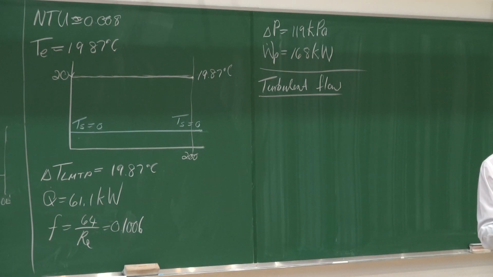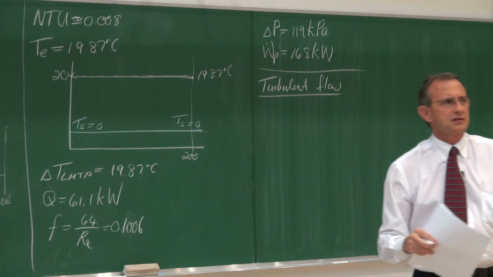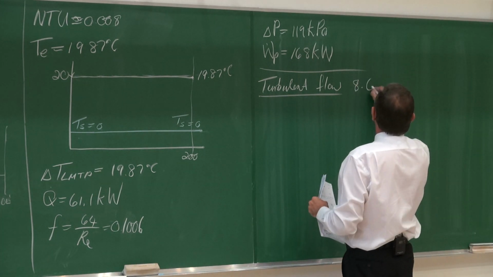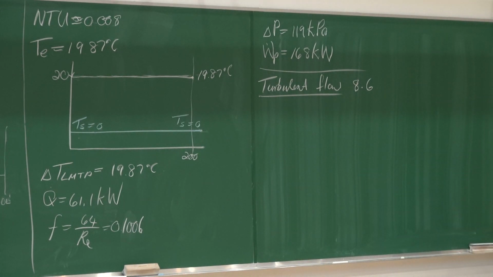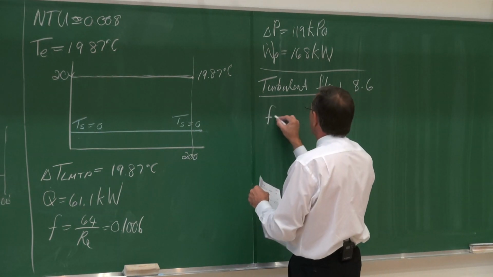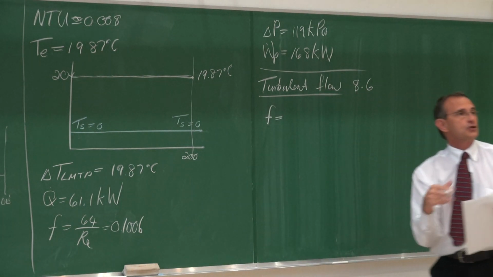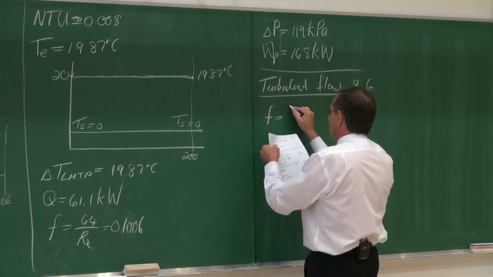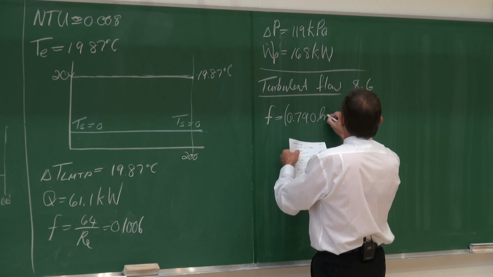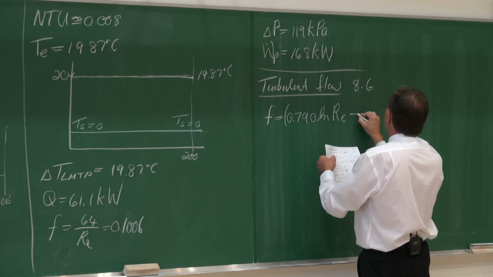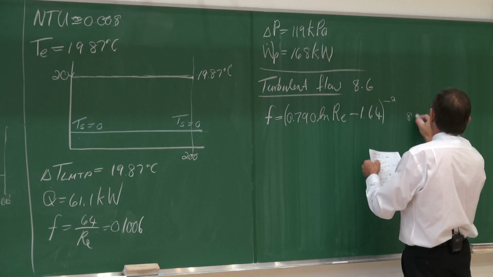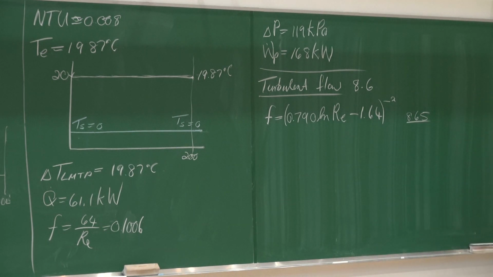Turbulent flow in tubes. I'm not sure if it is chapter 8.5 or 8.6. 8.6, thanks. Okay, so paragraph 8.6. Right. Now, if the flow is turbulent, then the friction factor equation is given by what is called the Petukhov equation. The friction factor equation is something like 0.790 multiplied by the ln of the Reynolds number minus 1.64, all to the power of minus 2, and that is equation 8.65 in your textbook.